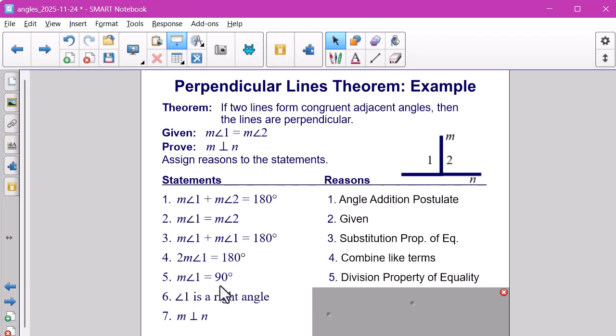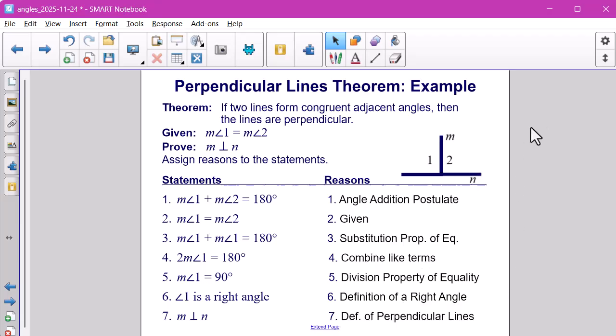And then since the measure of angle 1 is 90 degrees, angle 1 has to be a right angle by the definition of a right angle. And finally, we know that M is perpendicular to N by the definition of perpendicular lines.